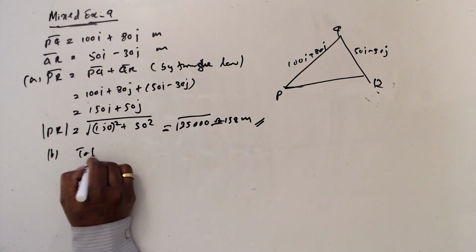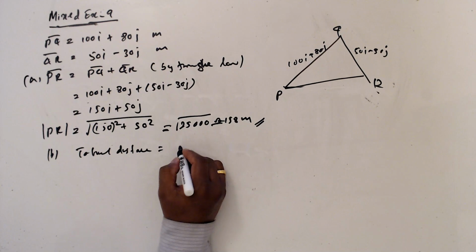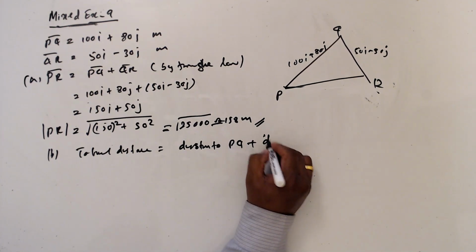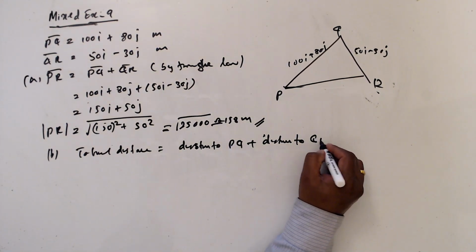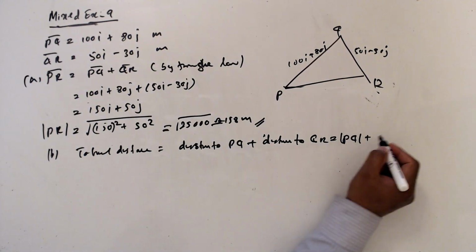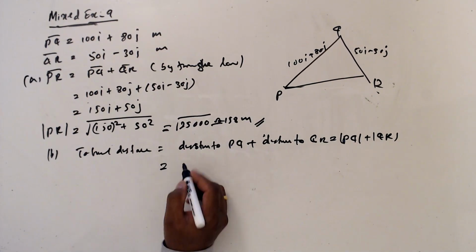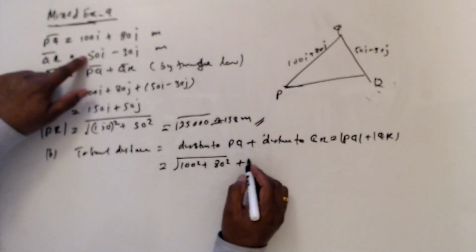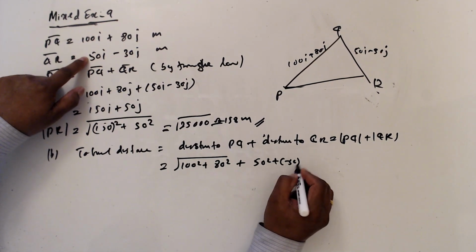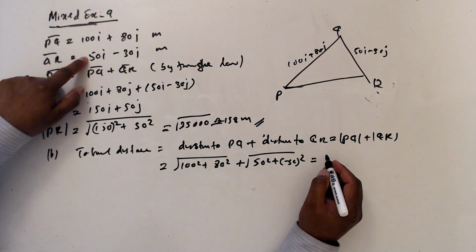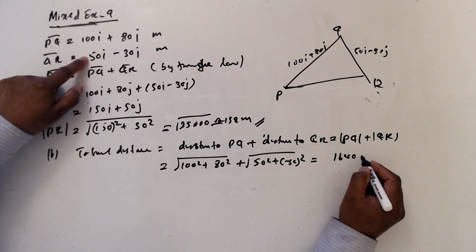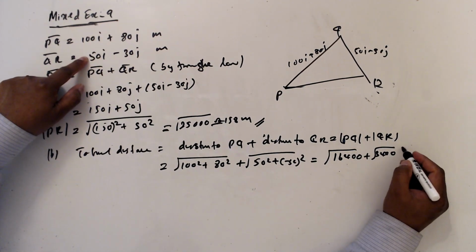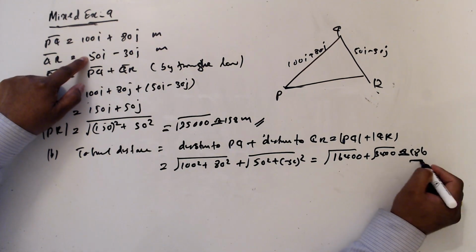Part B, we need the total distance, or we need the distance PQ plus the distance QR. It means mod PQ plus mod QR. So this is going to be the square root of 100 squared plus 80 squared, plus the square root of 50 squared plus minus 30 squared. So this is the square root of 16,400 plus the square root of 3,400. This is approximately 186.